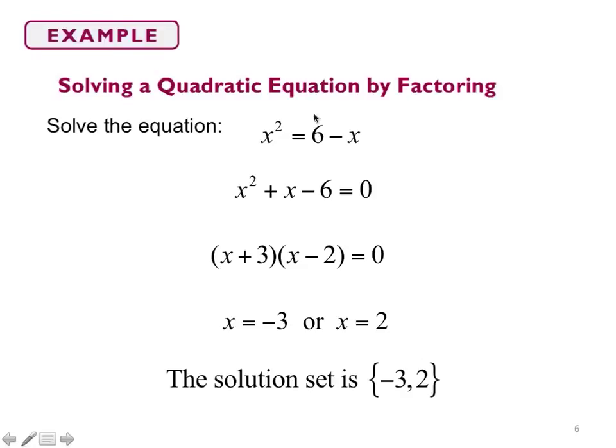Again, we can check this one, and I suggest always using your original in case you made a mistake from your original to the next step. So if you plug negative 3 in, negative 3 squared should give you a positive 9. 6 minus negative 3 is going to become 6 plus 3, which is also positive 9. So you get 9 equals 9, which is a true statement. So negative 3 works. And if you plug 2 in, you have 2 squared, which is 4, and you have 6 minus 2, which is also 4. So you get 4 equals 4, which also works.